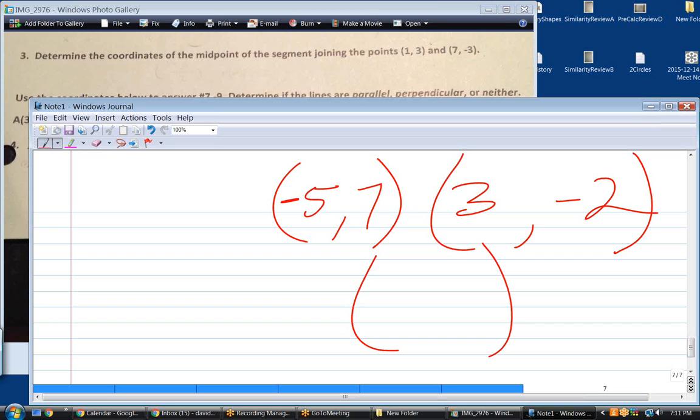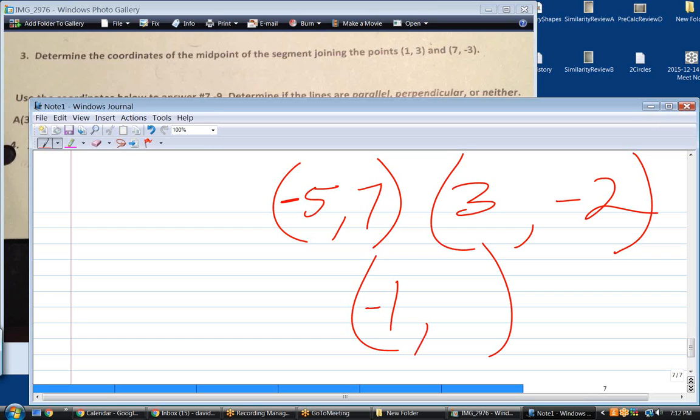Okay, so that'd be negative 5 and 3. Add them together. So that's negative 2. Now you've got to divide by 2. Don't forget to divide by 2. Midpoint is splitting it in half. That'd be negative 1. Okay, so that's the midpoint for the x coordinate.